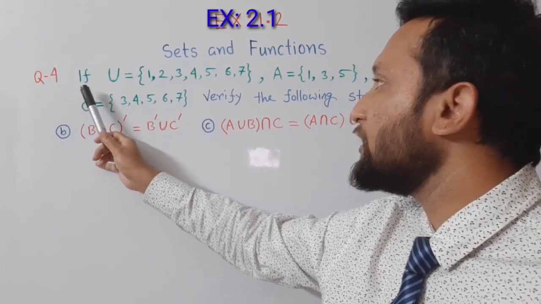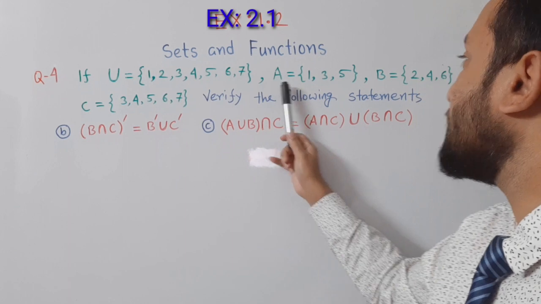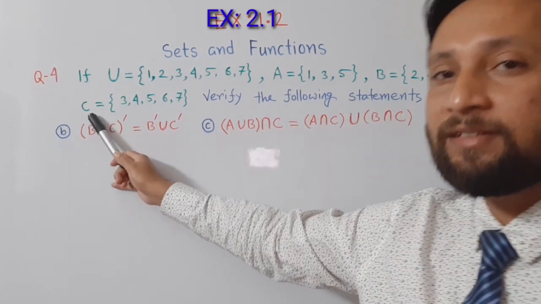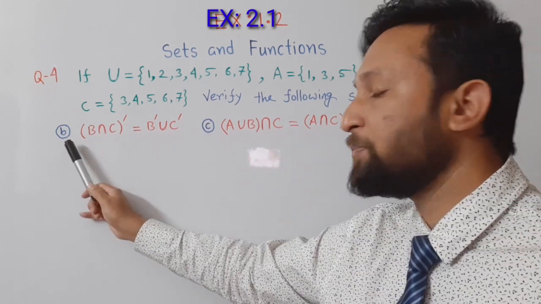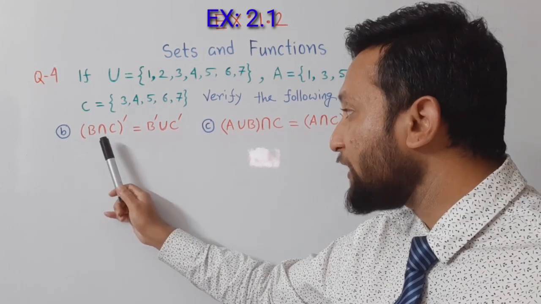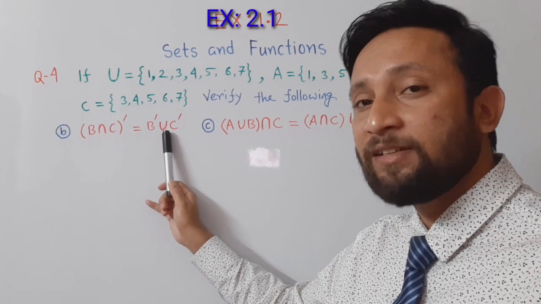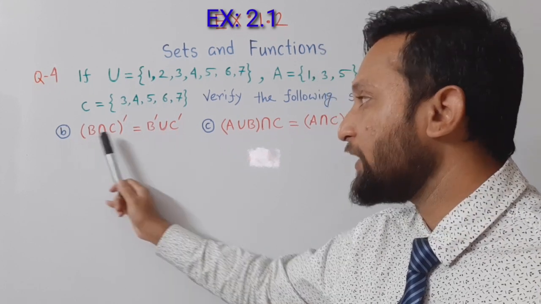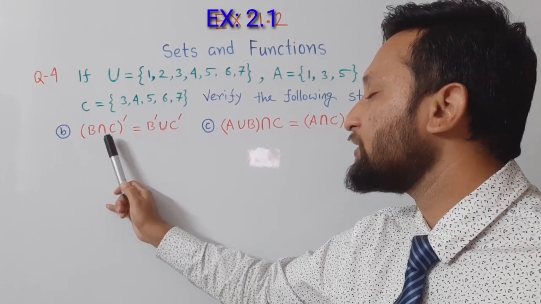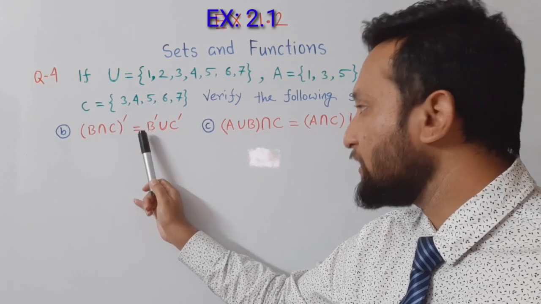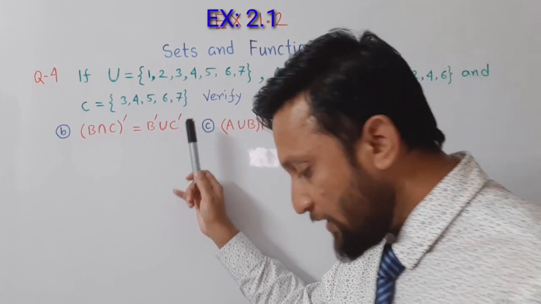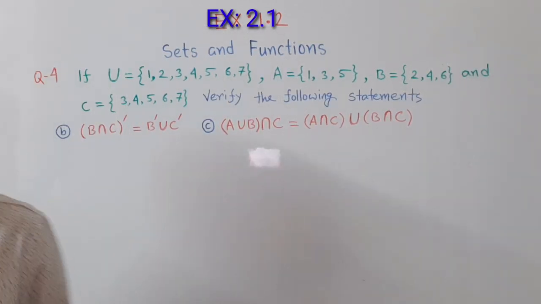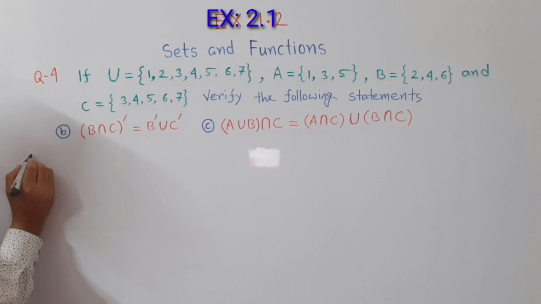Question number 4. The question is, if universal set U, set A, set B and set C are given, then verify the following statements. Now first one, B. Okay, we have to verify that the left hand side and right hand side set elements are equal. Here in the left hand side see that B intersection of C complementary set, and in the right hand side B complementary union of C complementary.